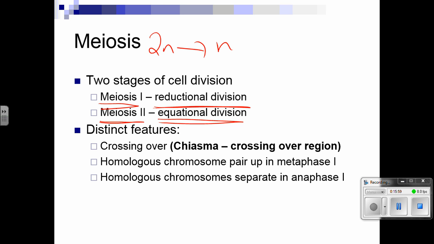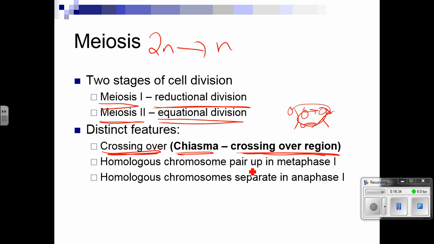Distinct features of meiosis: crossing over. We're going to talk more about this a little bit later. We're going to model it in class, but we're going to do some calculating of how often crossover happens and stuff in genetics. The chiasma, I'm hoping I'm pronouncing that right, is the crossing over region. It's where the crossing over is happening. In any 2 given homologous pair of chromosomes, crossing over can happen here, it can happen here, it can happen here. It can happen in many spots on any 2 homologous chromosomes.